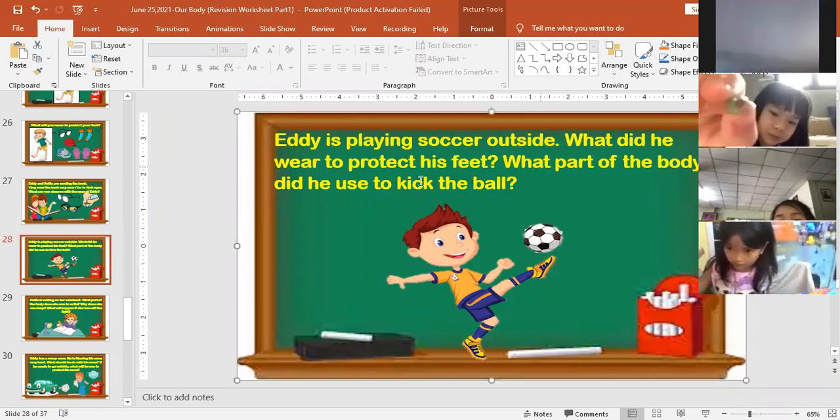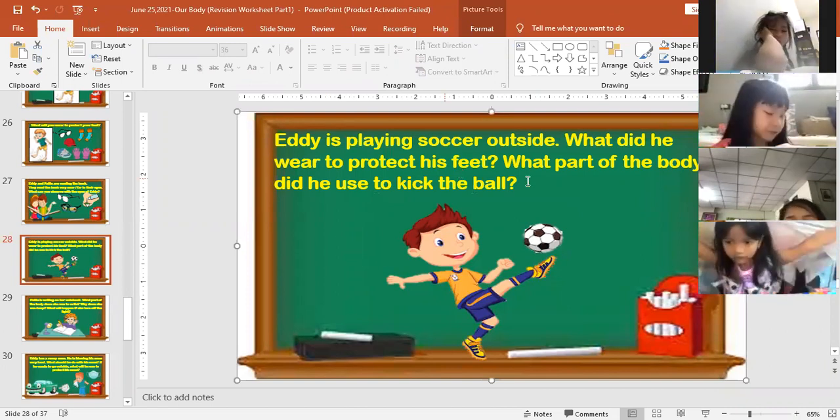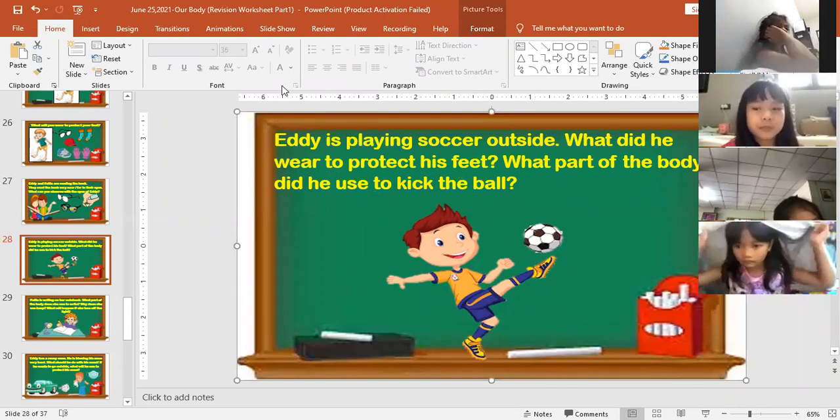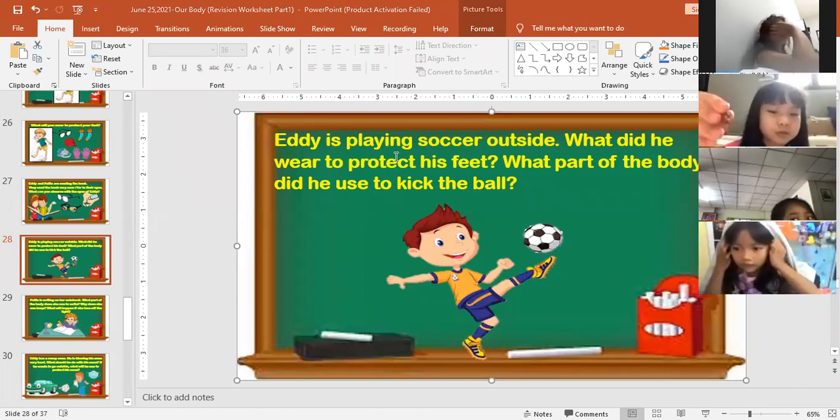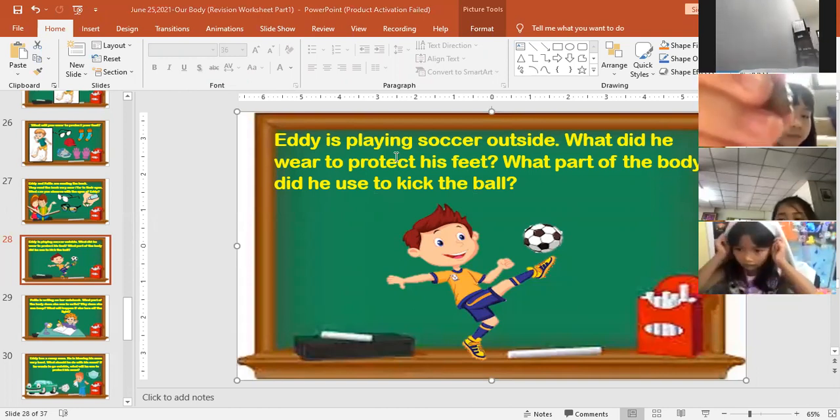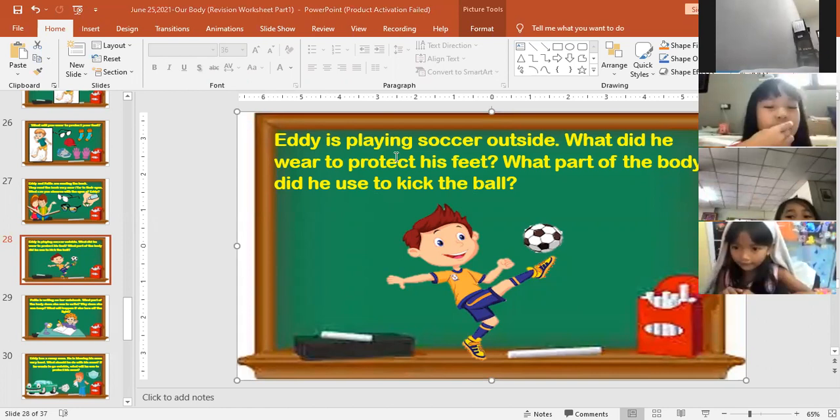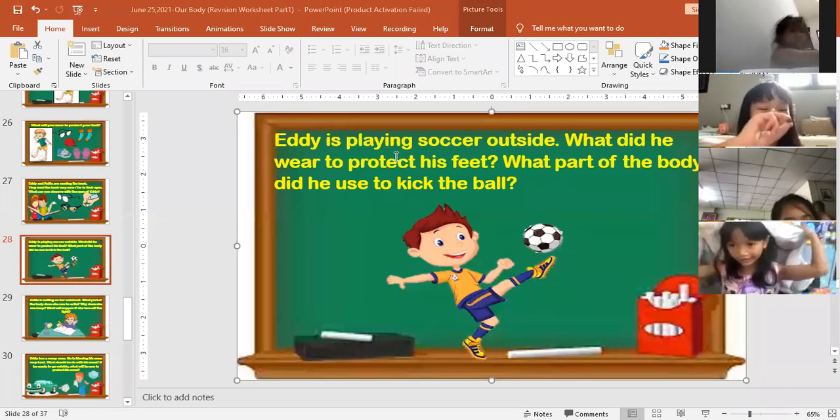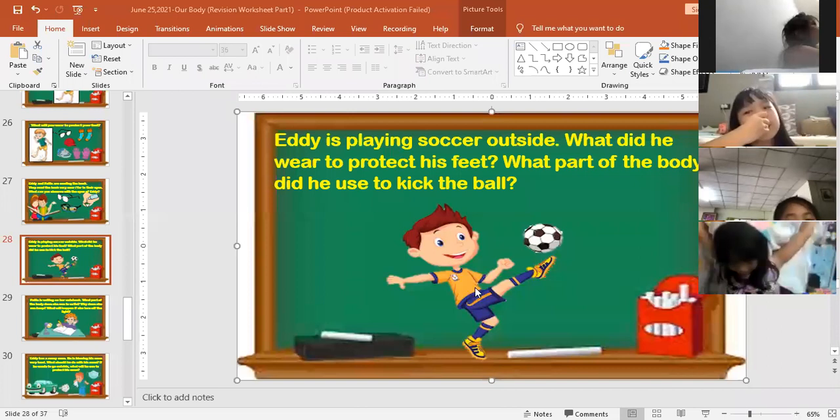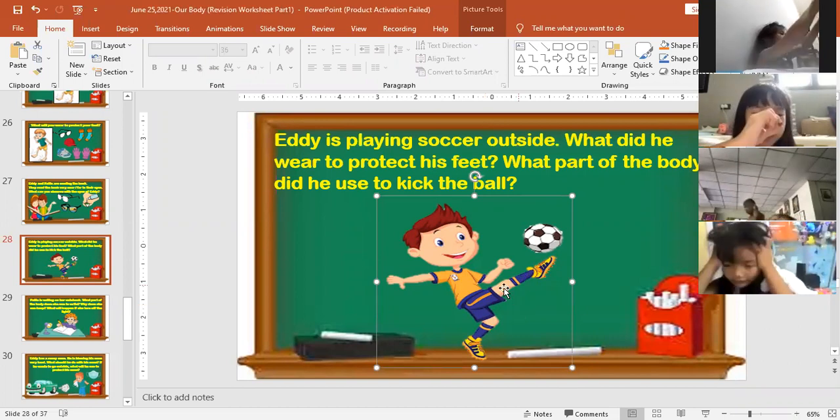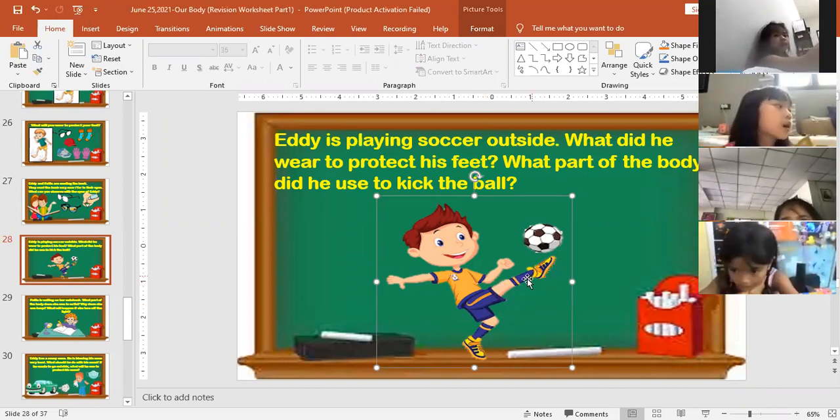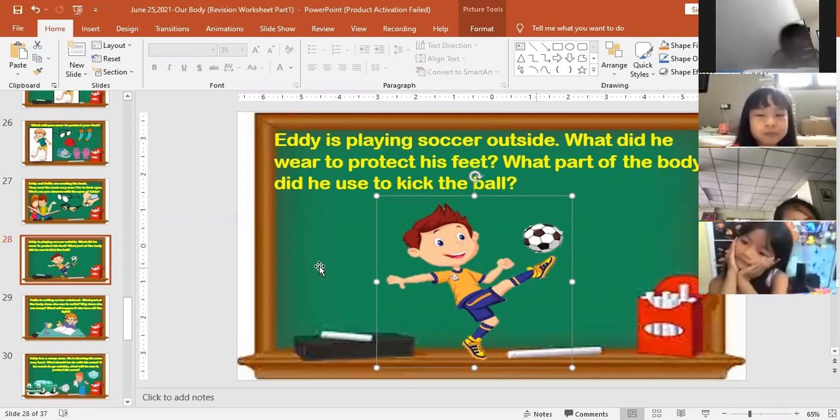What part of the body did he use to kick the ball? Foot. Where is Namo? Namo, can you hear me? What part of the body do you use to kick the ball? What part of the body is this? This is feet. Okay, feet and legs.